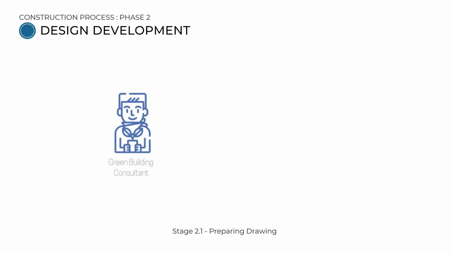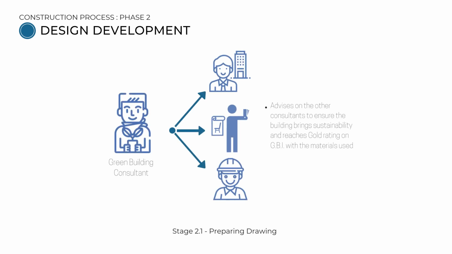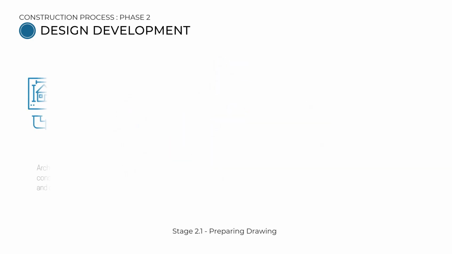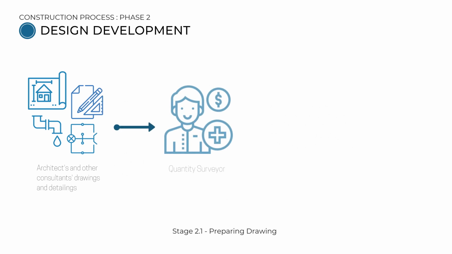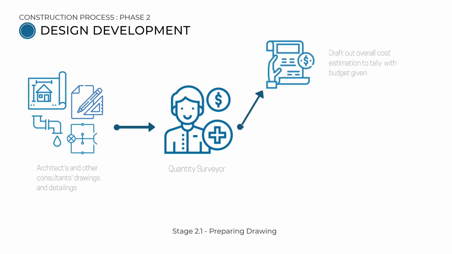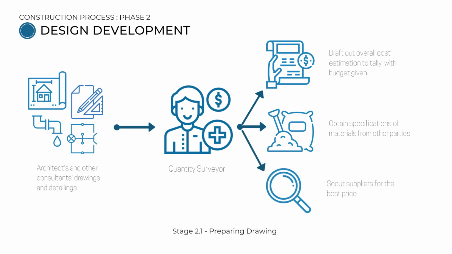As the drawings are prepared, the green building consultant advises the other consultants to ensure the building brings sustainability and reaches gold rating on GBI with the material used. The architects and other consultants' drawings and detailings are then passed on to the quantity surveyor to draft out the overall cost estimation to tally with the given budget, which is around 2.2 million ringgit. Specifications of materials are obtained from other parties and suppliers are scouted with the best price.